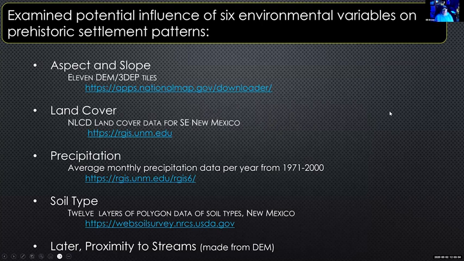What I did was, at first I looked at 5 environmental variables, then I added a 6th one. I looked at aspect and slope, and I used 11 DEM tiles, and I looked at land cover and precipitation, but it's from 1971 to 2000, so how applicable it is to prehistoric times is debatable. And I took soil type, these were polygon vectors, but I converted them to rasters. And later I added proximity to streams, which I also made from the DEM.